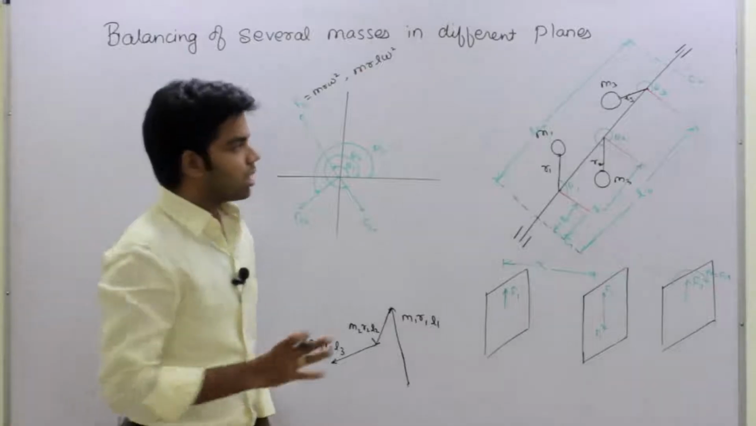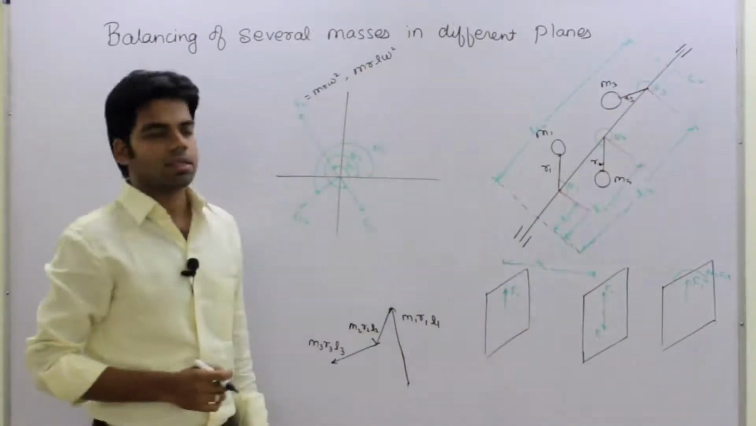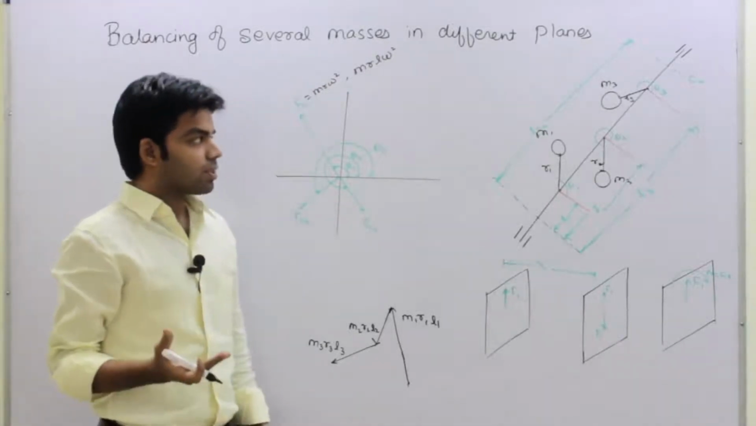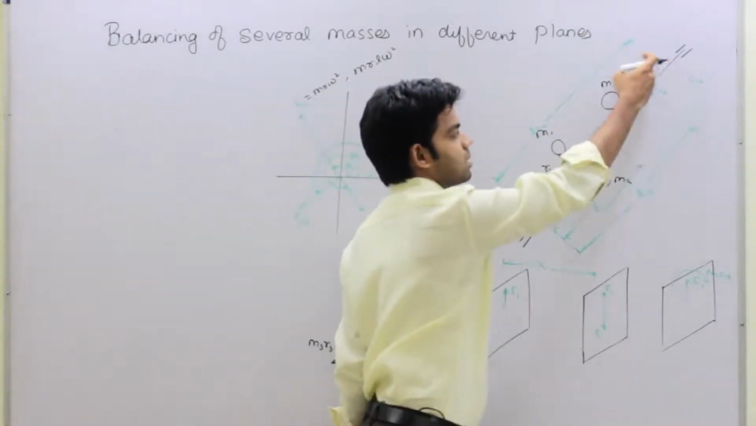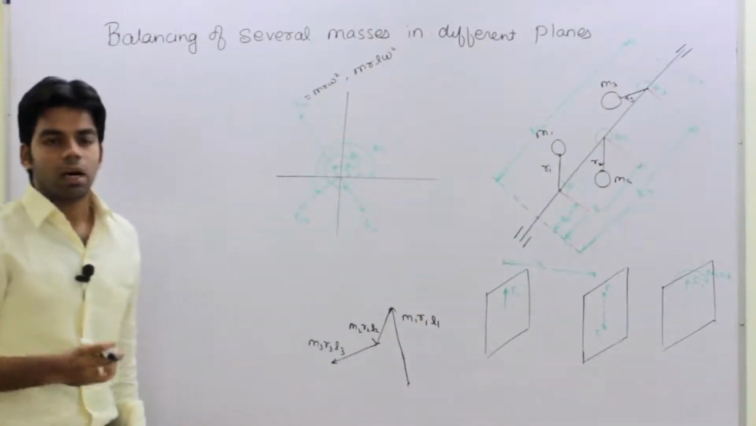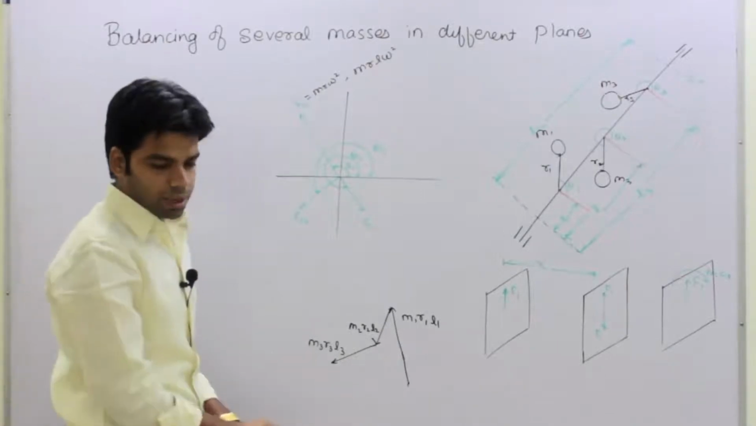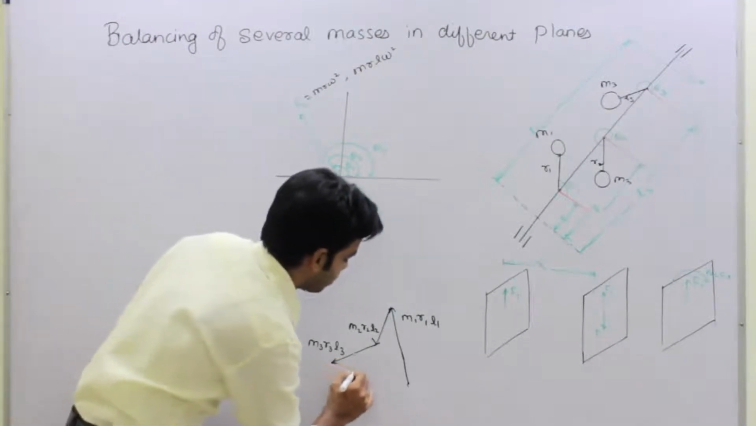Balance नहीं है, तो क्या करना पड़ेगा? Then we will have to put a reference mass in this large plane C2. Okay. Now how much reference mass? How much we will have to put a mass, balancing mass in this reference plane C2. Now how much mass we have to put and where we have to put that mass, that will be decided by this. Okay. So what we have to do is we will join this.